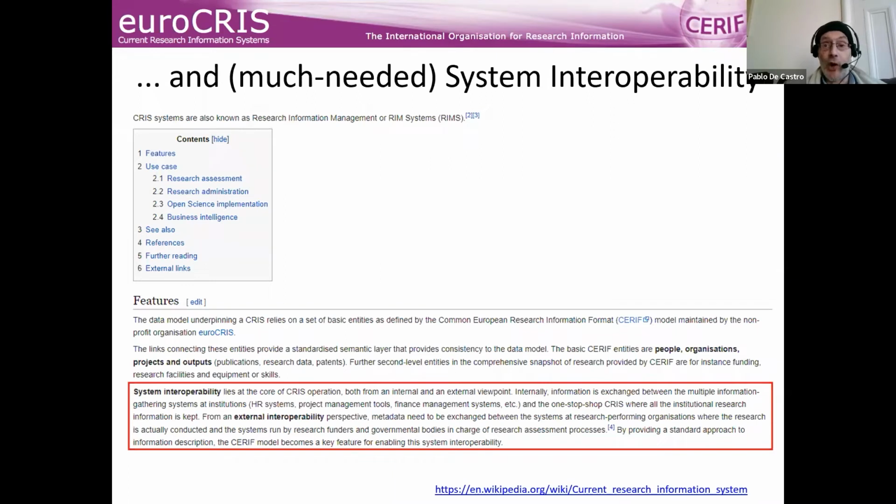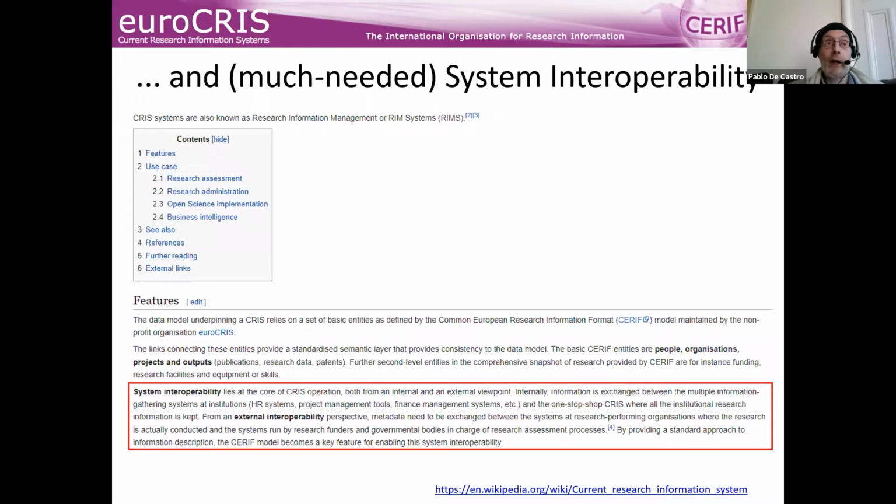This research graph, or this Serif data model, as I mentioned earlier, enabled the much needed system interoperability. Again, coming back to the Wikipedia page on CRIS systems, you can read there in the features section that system interoperability lies at the core of CRIS operation, both from an internal and from an external perspective.